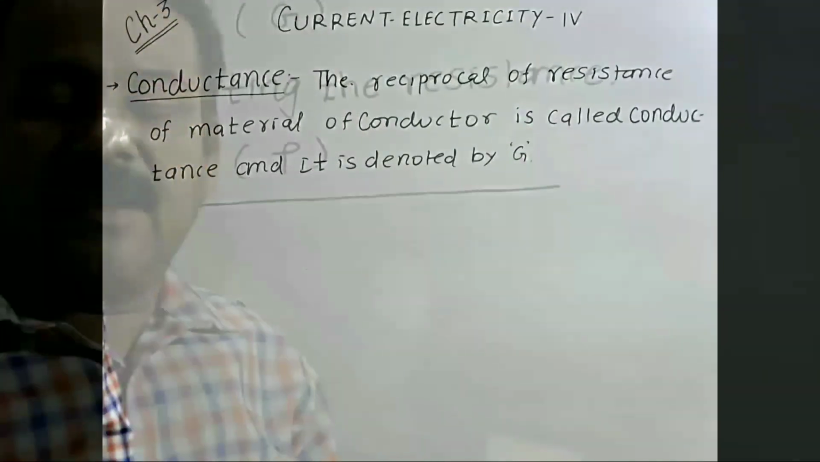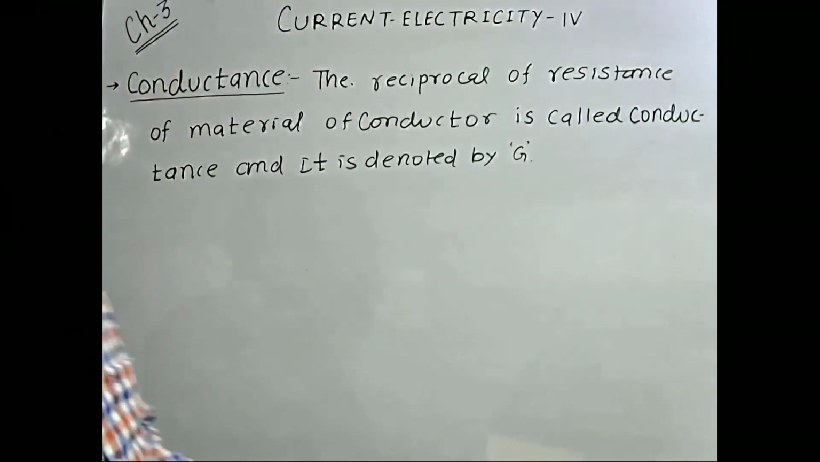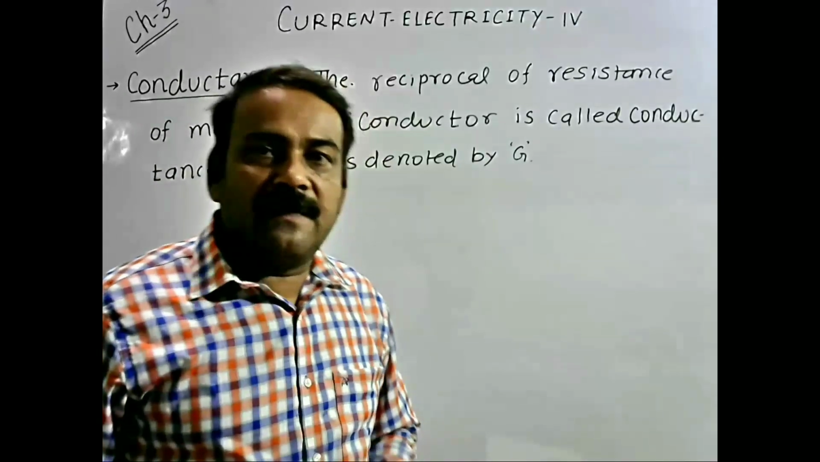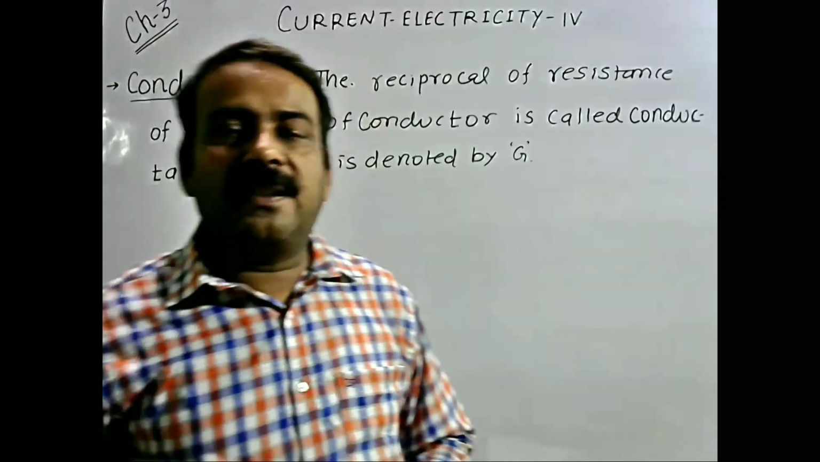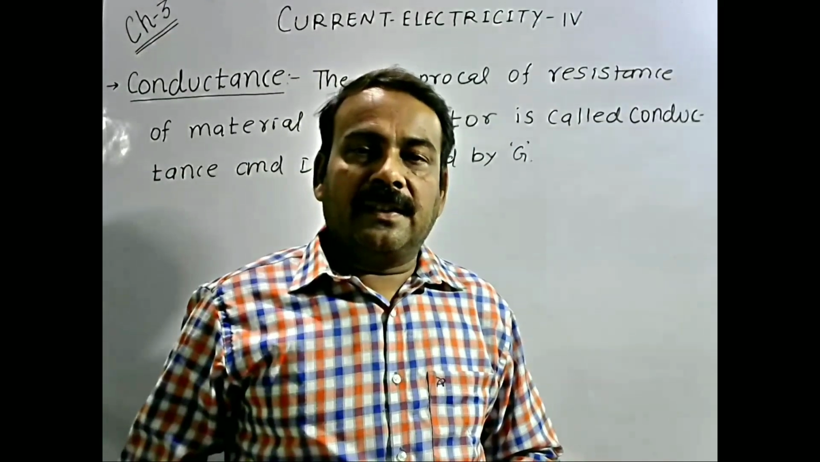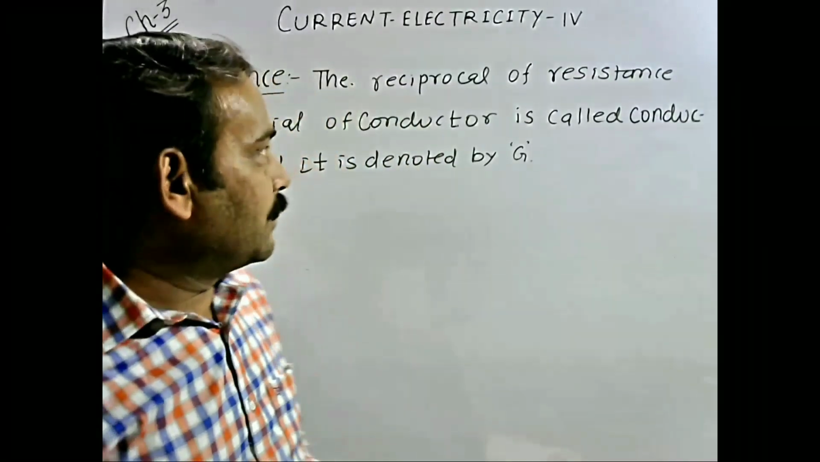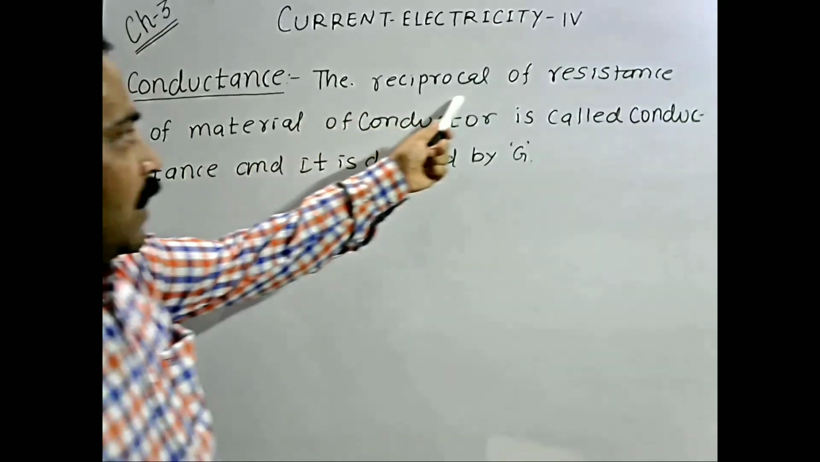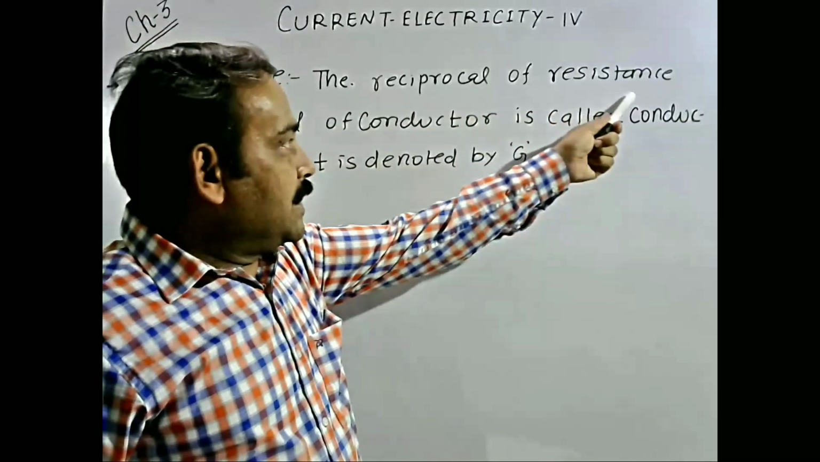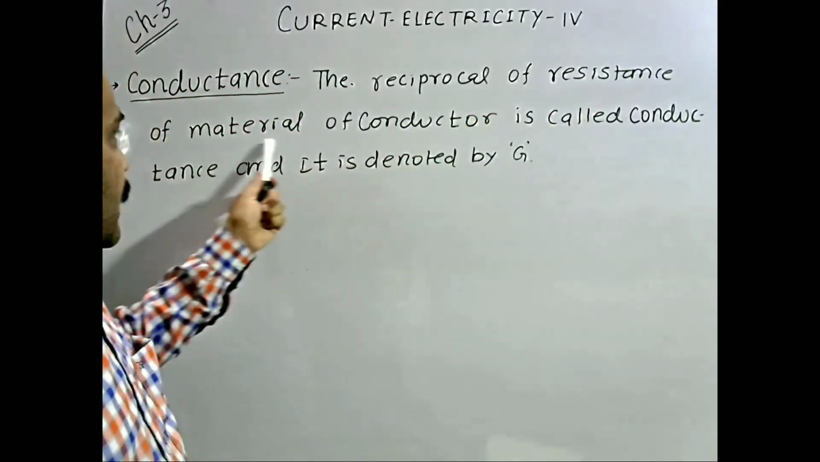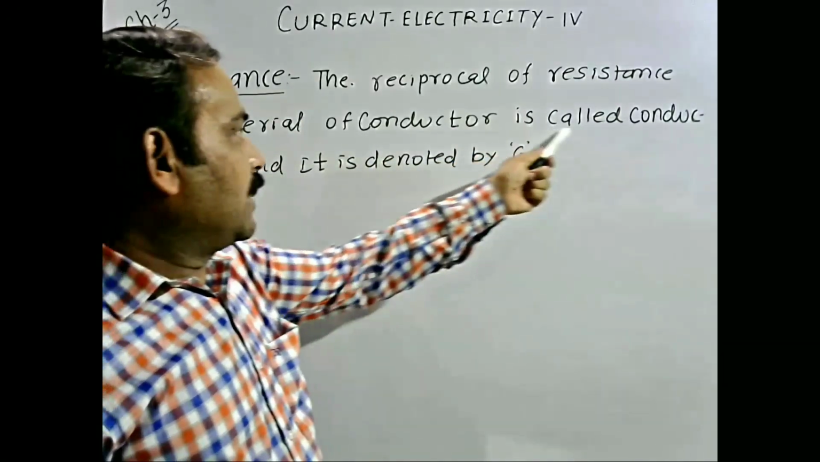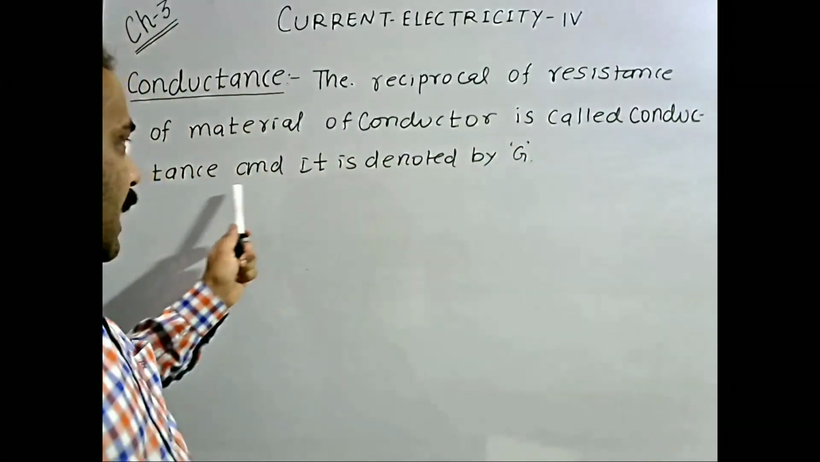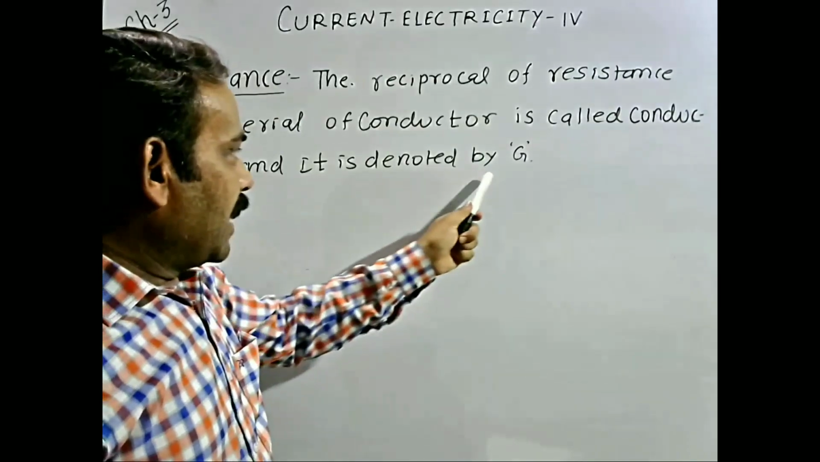आई एम गोइंग टू डिस्कस हियर कंडक्टेंस। कंडक्टेंस बेसिकली डिफाइंड एज द रेसिप्रोकल ऑफ मटेरियल ऑफ कंडक्टर is called conductance. So first you note down the definition. The reciprocal of resistance of material of conductor is called conductance and it is denoted by capital G.